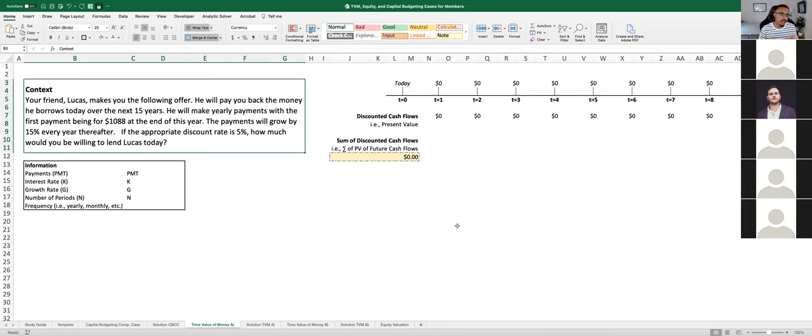Then we're gonna identify the only things you should really even think about when looking at TVM questions. And then we're gonna look at it from a calculator perspective as well as a formula perspective, if you wanna use pen and paper. And from there, we're gonna be able to solve the answer together. So let's go about it.